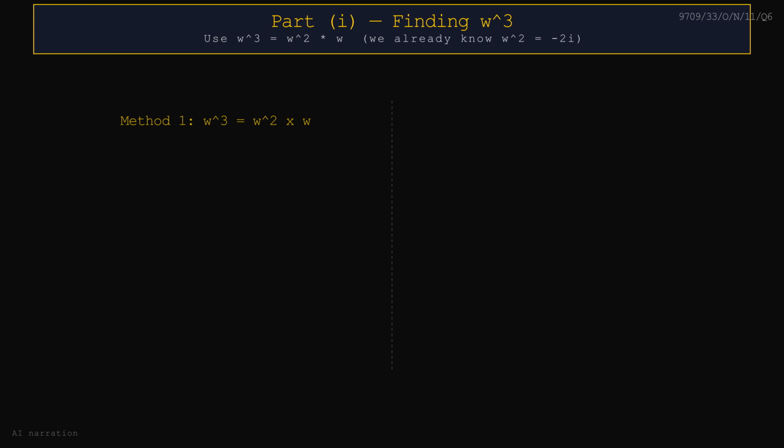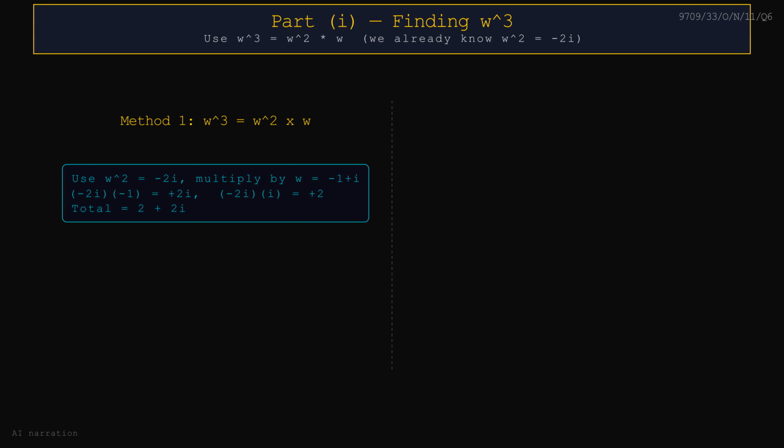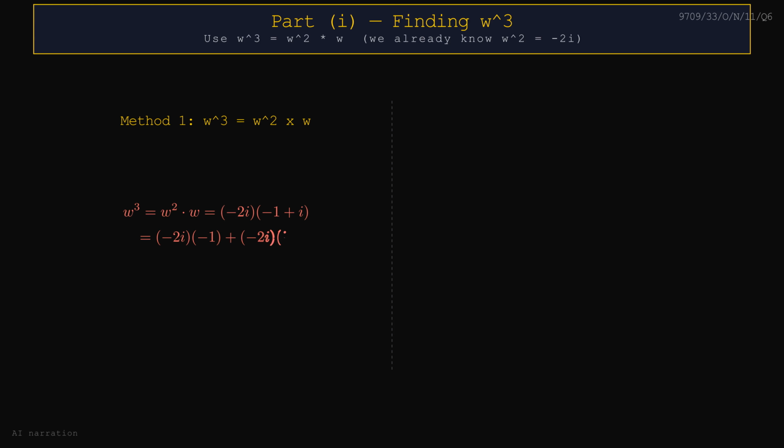Finding W cubed as W squared times W, we already know W squared is -2i. Column divider. Method 1. Multiply W squared by W. Multiply -2i by (-1 plus i), collect terms to get 2 plus 2i. Expand, W cubed equals 2 plus 2i.